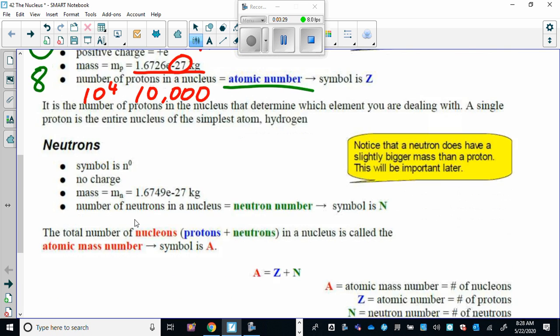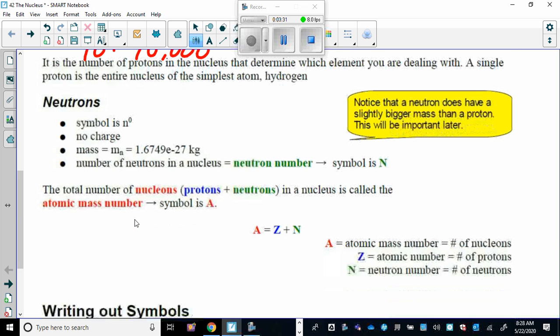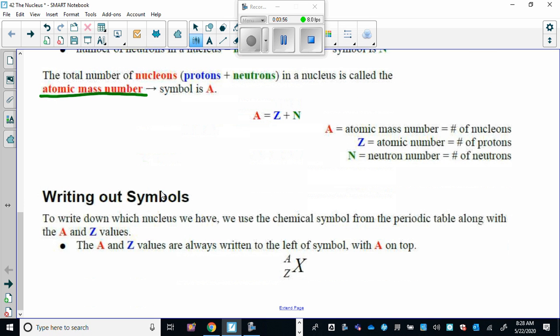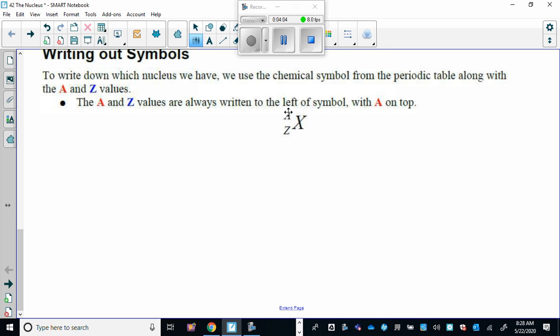Now, wait a minute, did I forget about the atomic mass here? Yep, right here. The total number of nucleons, the number of protons and neutrons, is called the atomic mass number. So don't get the atomic number and the atomic mass number confused. It uses the symbol A. If you want to find the atomic mass number, you simply add the number of protons and the number of neutrons. And this is the commonly accepted way of writing out elements, where X is the element, A is the number of nucleons, and Z is the number of protons.